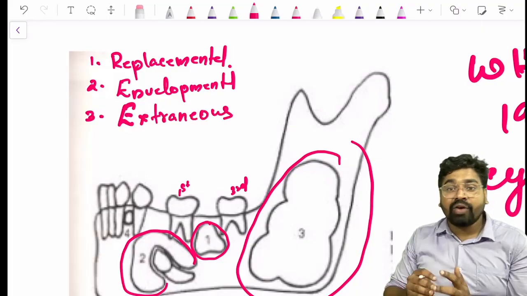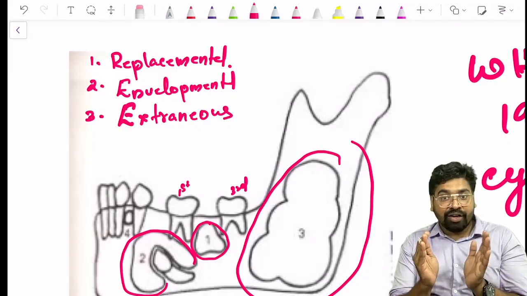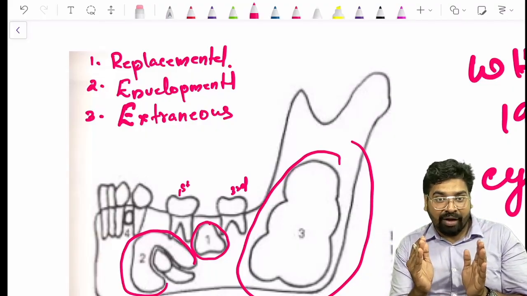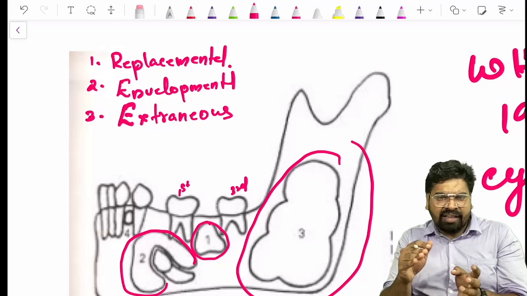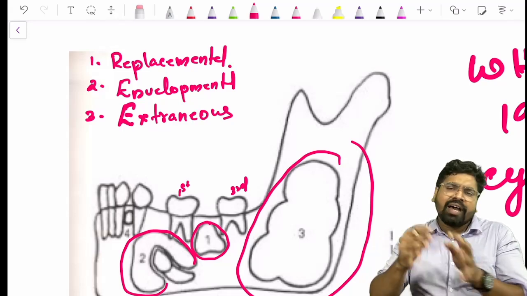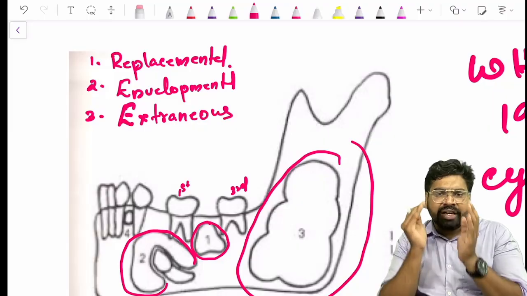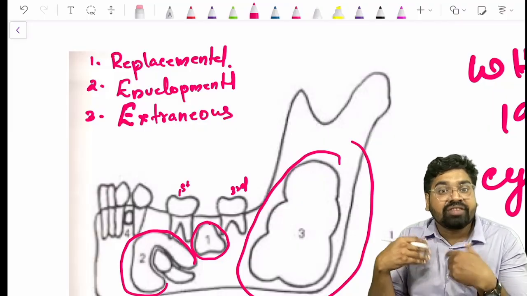Extraneous type means it is occurring in the ramus. It is not in the alveolar ridge. It is not in the alveolar portion of the mandible. Okay, it is in the ramus region. So an OKC arising in a site far from where we should see the dental epithelium or the dental lamina or the rest of the array is called extraneous type.